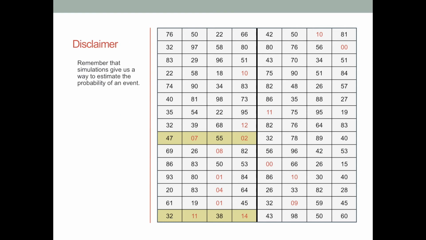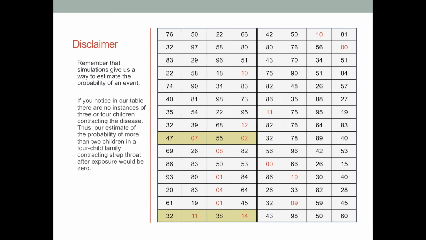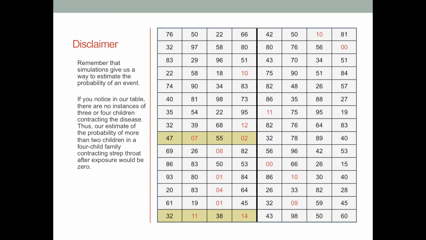Remember that simulations give us a way to estimate the probability of an event, but of course they don't guarantee anything. If you notice in our table, there are no instances of 3 or 4 children contracting the disease. Thus, our estimate of the probability of more than 2 children in a 4-child family contracting strep throat after exposure would be 0. However, any mother of 4 children will tell you that it is entirely possible for all 4 of them to get sick at once.